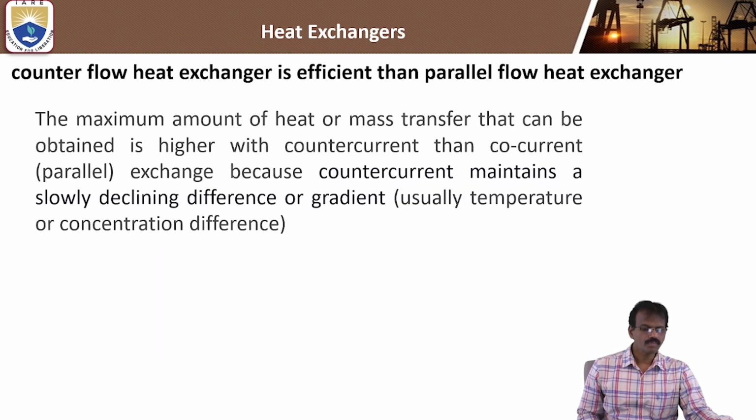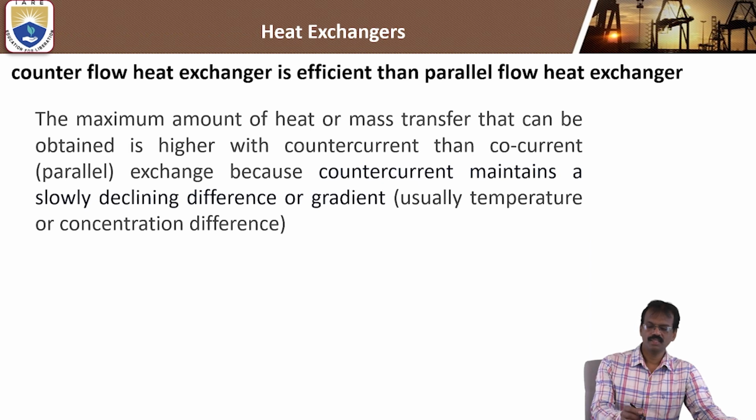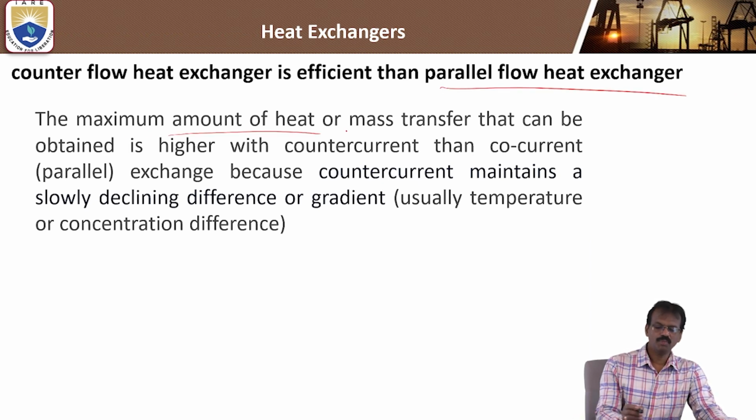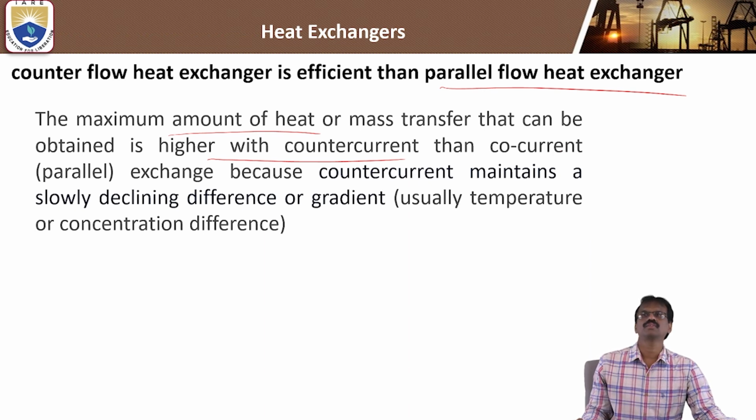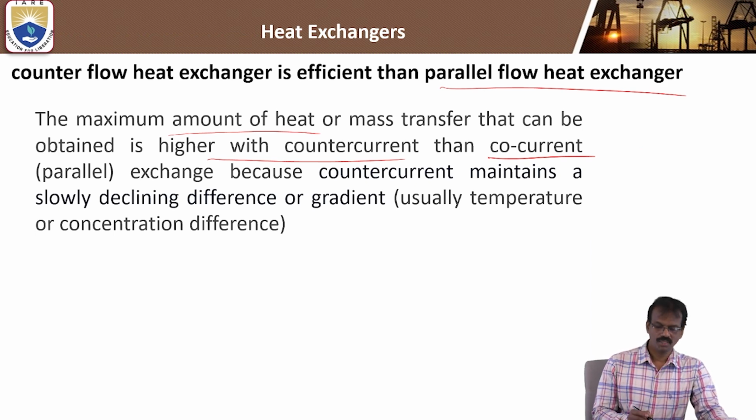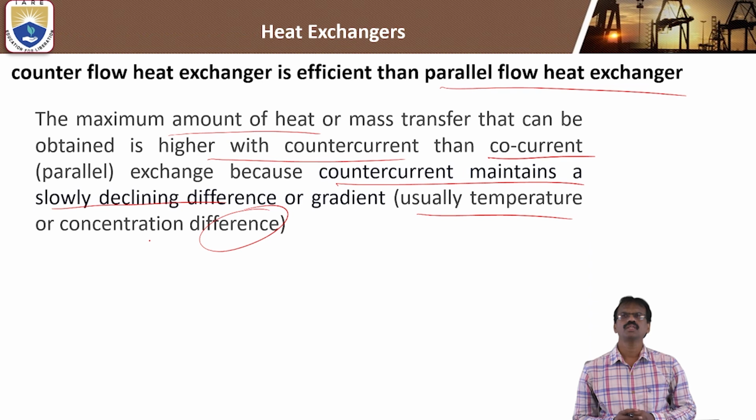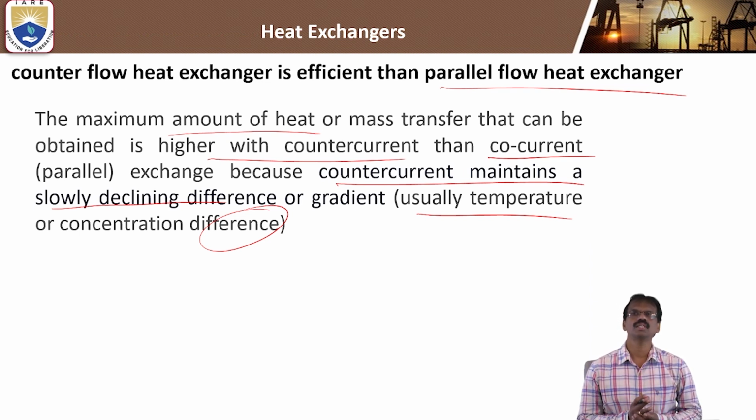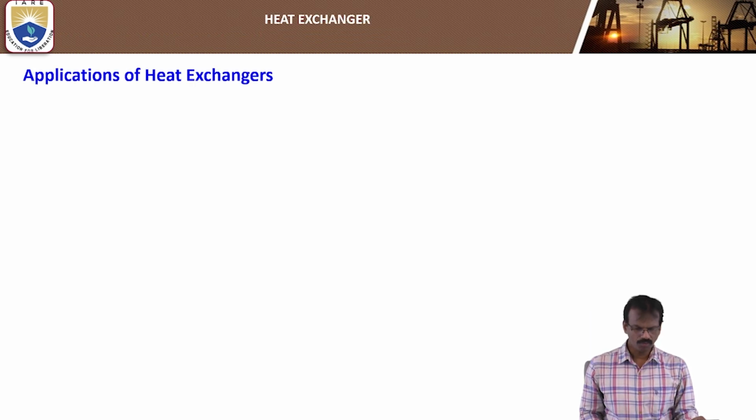You can see examples. Next one, counter flow heat exchanger is more efficient than the parallel flow exchanger. The maximum amount of heat or mass transfer that can be obtained is higher with counter current than co-current, meaning parallel exchange, because counter current maintains a slowly declining difference or gradient. Usually that is a temperature or concentration difference. So the gradient or declining difference is very slow in counter flow heat exchanger, but in parallel flow it is very high. So counter flow heat exchanger is very efficient compared to parallel flow heat exchanger.